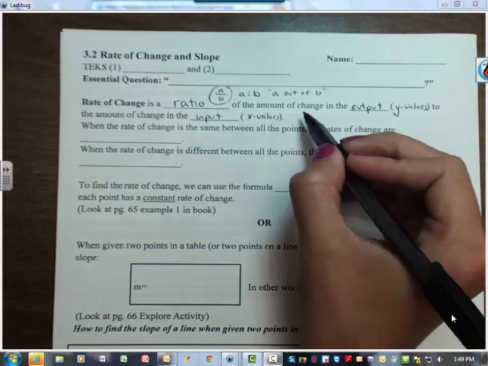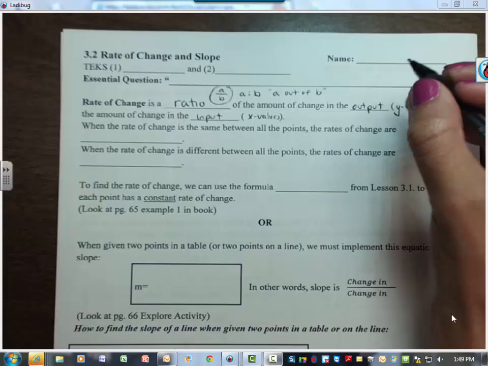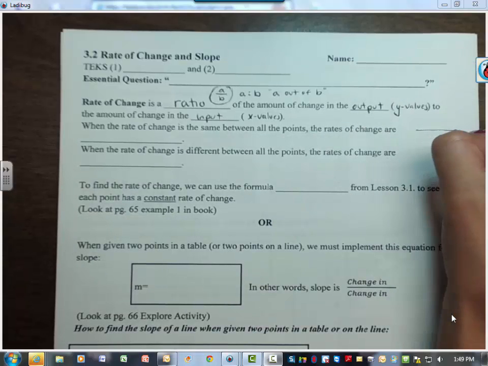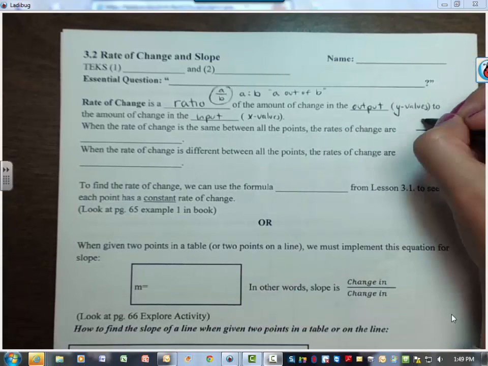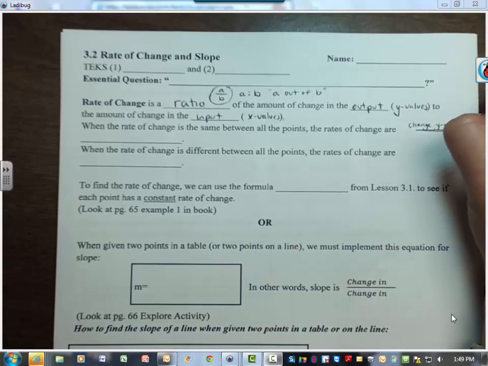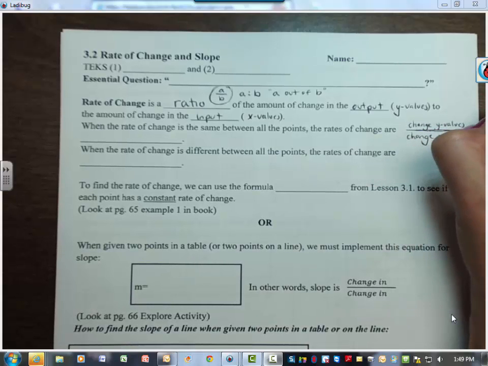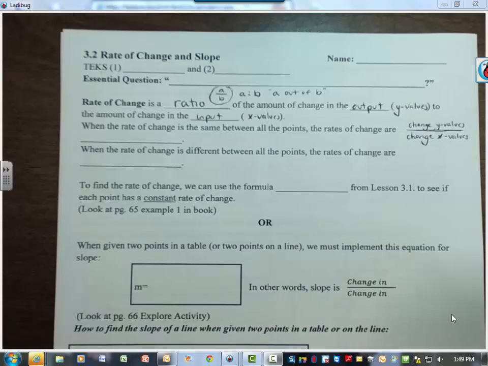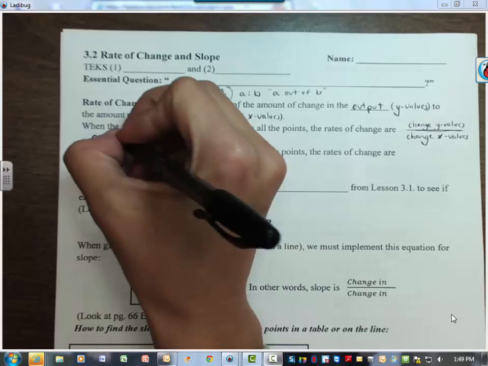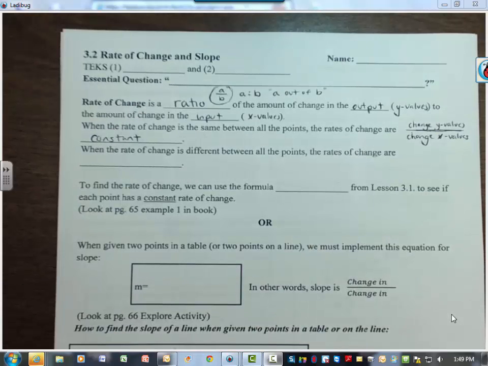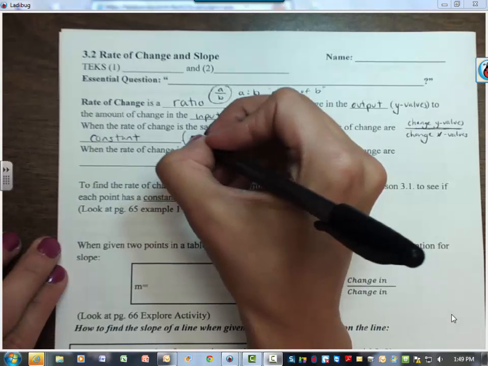So if I look at this definition, it's really talking about the ratio, which is a fraction, and I can do the change in y values divided by the change in x values. That's what the rate of change is. Now, when the rate of change is the same between all the points, the rate of change is constant. We sort of talked about that in lesson 3.1. Constant just means that it stays the same.